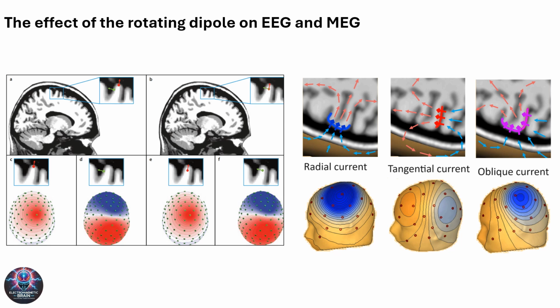First, we are going to demonstrate the decomposition of the rotated dipole in radial and tangential form. For this purpose, on the right side of the slide in figure A, two dipoles are considered in close proximity, at a distance of almost 1 cm: one on the gyral crown, demonstrated by the red arrow, the other one on the sulcal wall, in the green arrow.